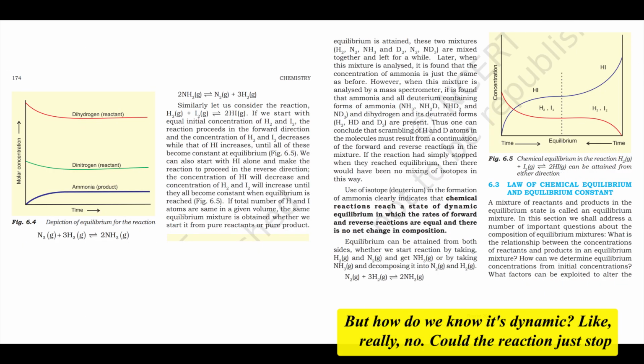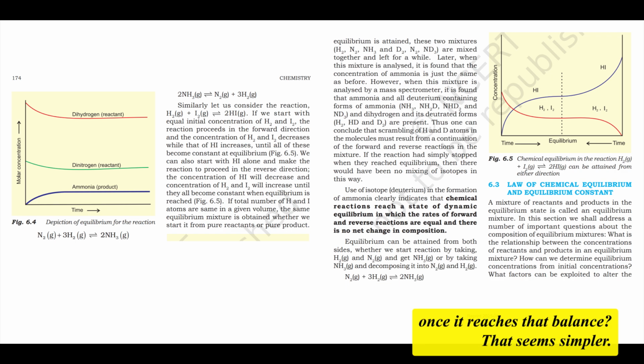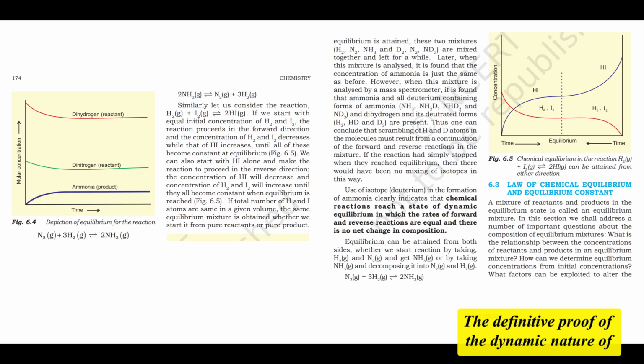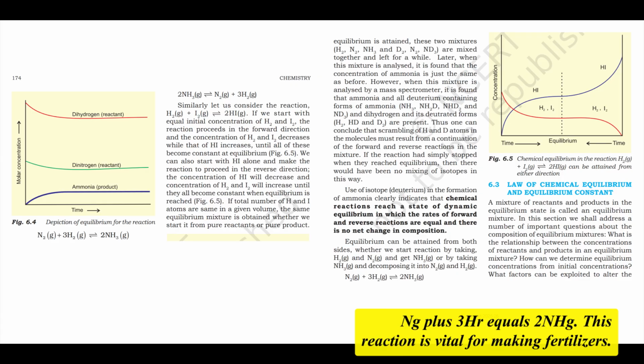But how do we know it's dynamic? Like, really know? Could the reaction just stop once it reaches that balance? That seems simpler. That's a brilliant question, and it was a real puzzle for early chemists. The definitive proof of the dynamic nature of chemical equilibrium comes from some clever experiments using isotopes. Let's consider the famous Haber process for synthesizing ammonia. N2 + 3H2 ⇌ 2NH3. This reaction is vital for making fertilizers.